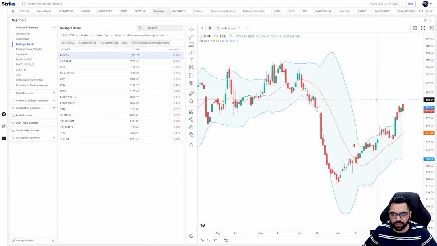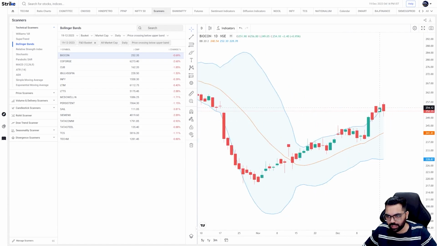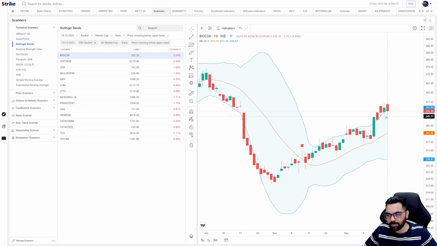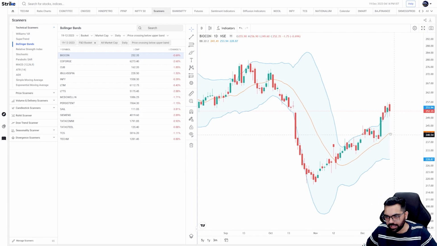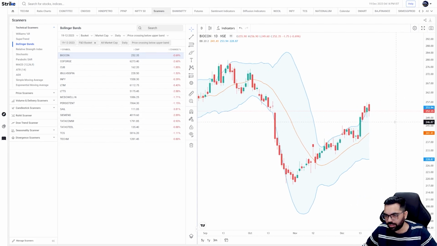Now comes the part for scanning stocks with strike with respect to Bollinger Band. So what we have done is we have built few filters for you. I'll go into each one for a bit. So the first one is price crossing below the upper band. So as you can see, when the price is outside the upper band and now coming back inside, it can be a signal that the price is pulling back to the moving average again, and you can look for a possible entry or a contra trade.